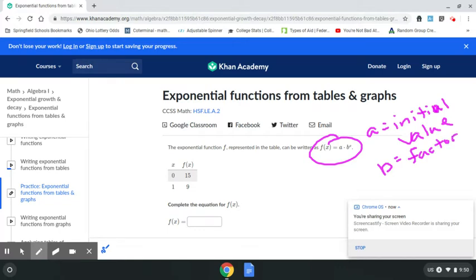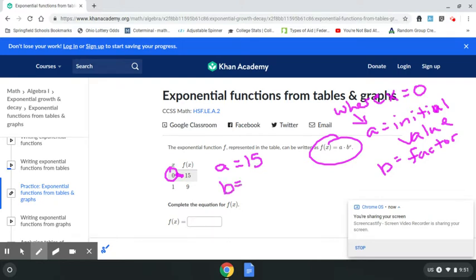So for these particular problems, the initial value is always where x equals 0. And we can tell that either from the graph or from the table. So in this case, for a, where does x equal 0? Well, x equals 0 here. And what is the value of f of x when that equals 0? That's 15. So that's my a.